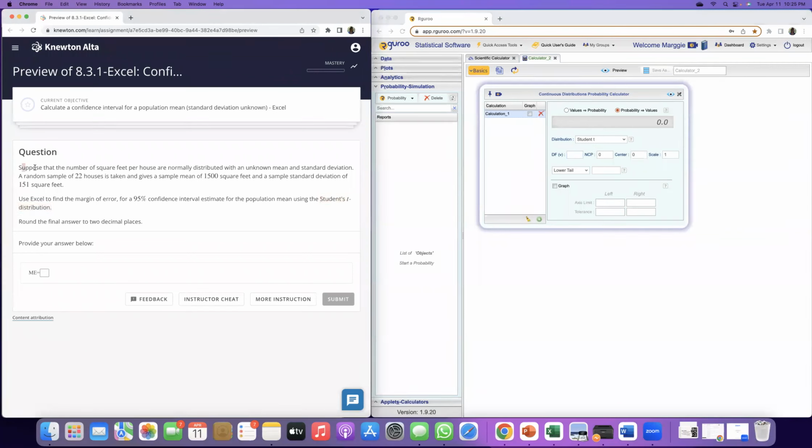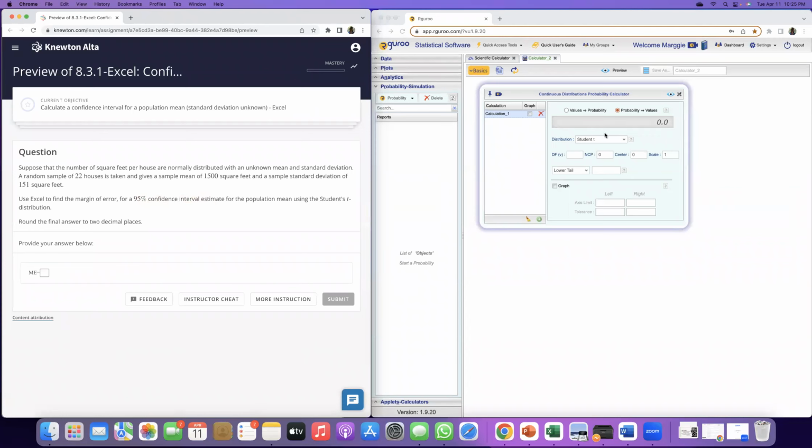So we have, suppose that the number of square feet per house are normally distributed with a known mean and a standard deviation. So again, we don't know the standard deviation of the population. So we need a standard deviation of the sample. We have a random sample of 22 houses. And then that sample gives me a sample mean of 1,500 square feet. And it gives me a sample standard deviation of 151. We're going to use RGuroo to find the margin of error for a 95% confidence interval.